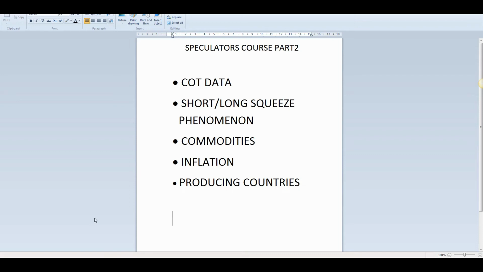In the second part of the Speculators course, I'll be talking about the COT data and short or long squeezes. It's a phenomenon in the market. COT is short for Commitment of Traders. It gets published every Friday by the CFTC on the government website. The data is freely available.